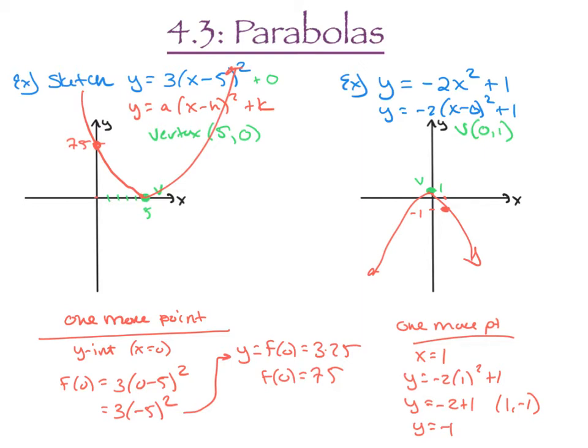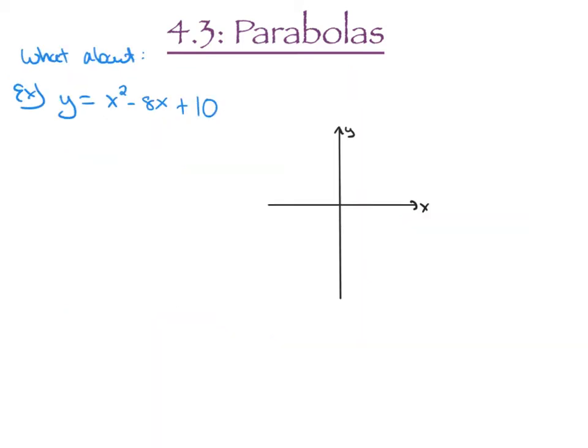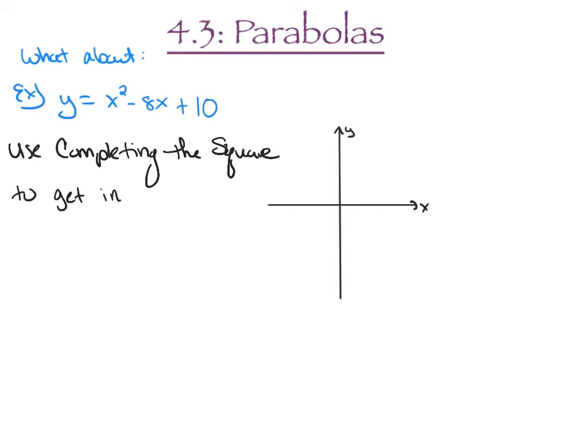Okay, let's do the same thing, but when these parabola equations are written in a different form and not in vertex form. So what about a parabola that's written in this format? Y equals x squared minus 8x plus 10. So it has the y equals x squared, so I know it's going to be that parabolic shape, but it's not written in our vertex form. The 8 and the 10, unfortunately, are not our vertex. Here's what we're going to do. We're going to use completing the square in order to get this into our nice vertex form.